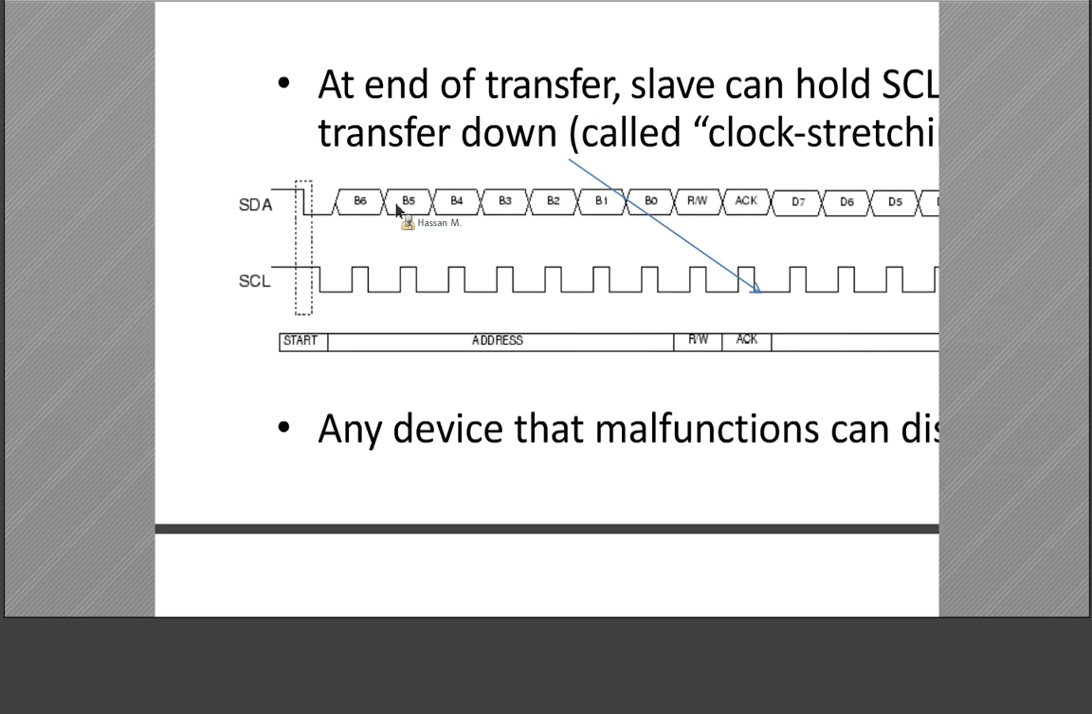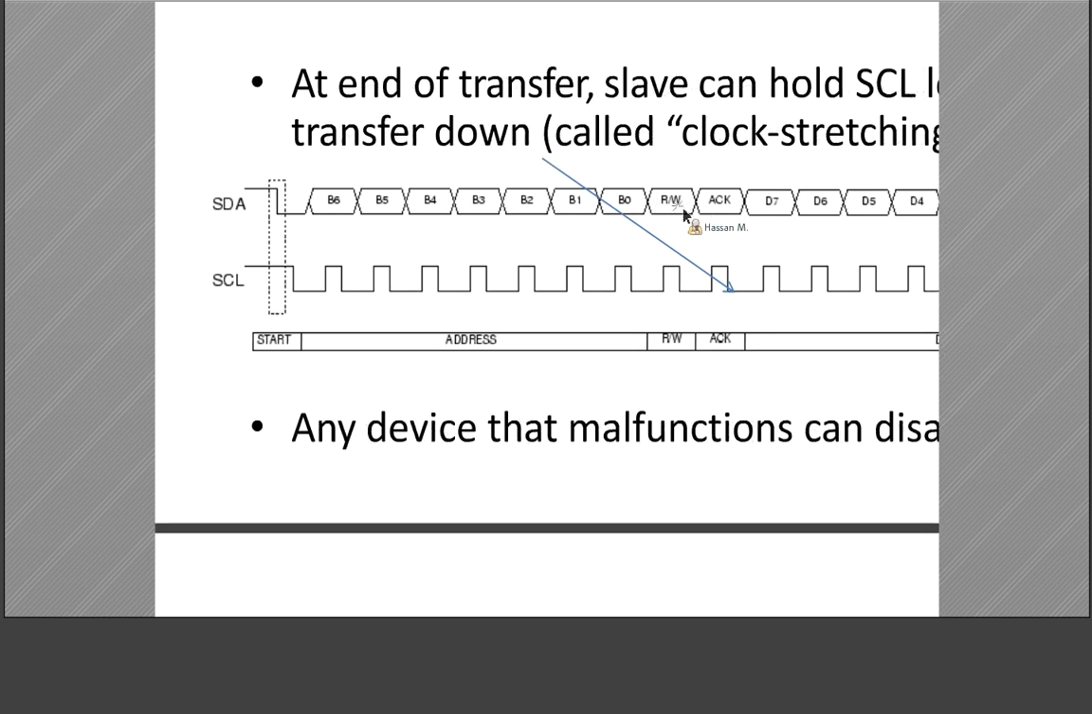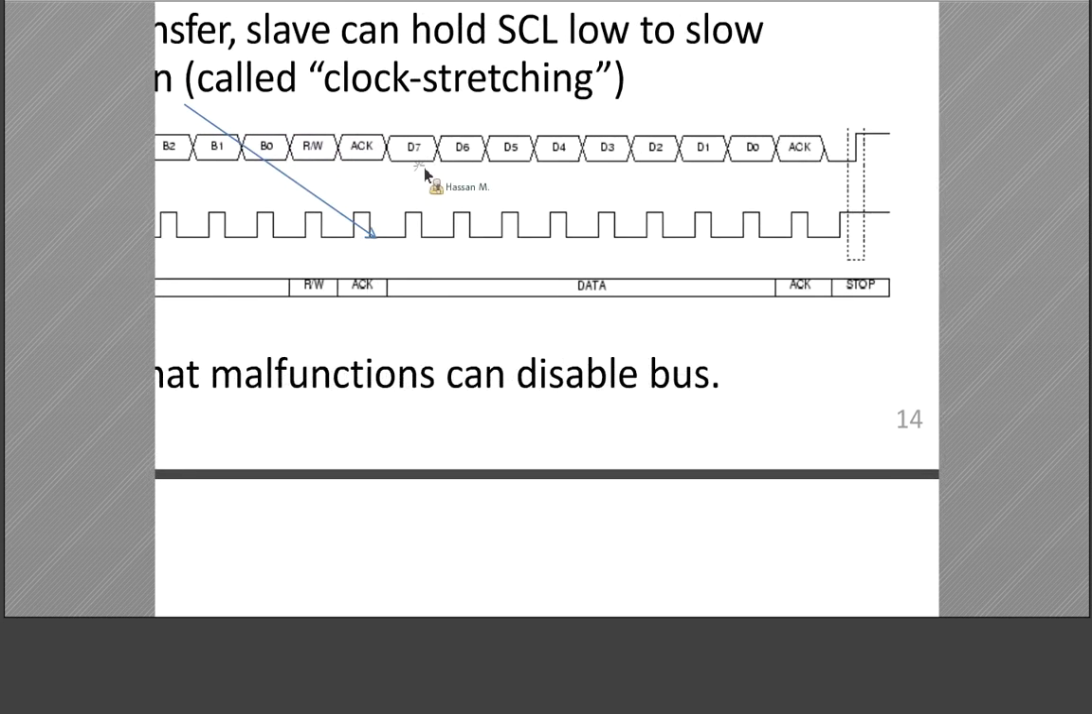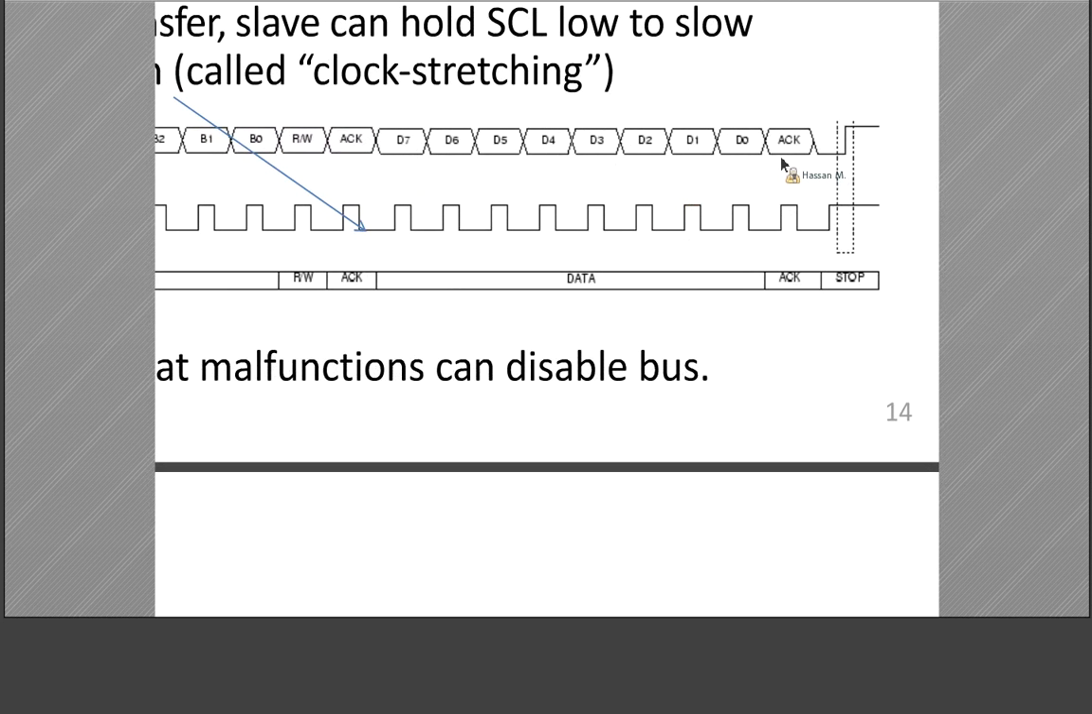Here, for both address and data, B6 to B0, MSB to LSB. For data, D7 to D0, from MSB to LSB, then acknowledge from the slave side. And after it, stop. Stop means SCL and SDA are both in high mode. This is idle mode, the end of transmission. That's right.